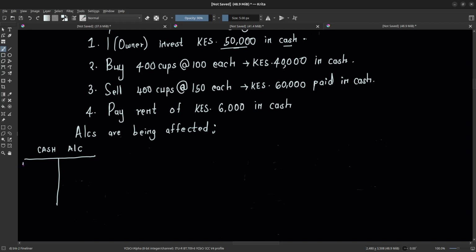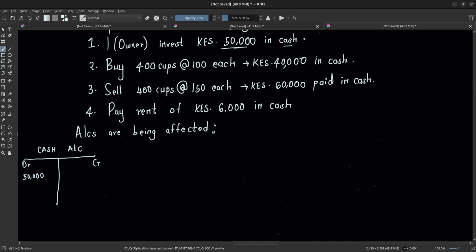Okay, don't forget debit is usually on the left and credit on the right. So when recording these 50,000, what is happening to the business cash account? It is increasing, so you need to debit. Okay, so you record the 50,000 on the debit side, because now you have money that has increased. Maybe you had 0, now you have 50,000.